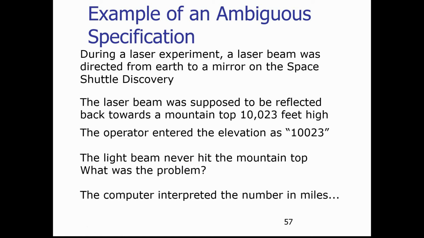And what's the problem? The computer interprets the number in miles. It was supposed to be feet, but when you feed the number without specifying the unit, the computer interprets it in miles. So when we write the specification and the requirement, we need to avoid this kind of ambiguity. If you have a number and don't specify the unit, then people have different interpretations. So in the requirement document, we try to avoid that. We try to make sure people have only one interpretation.